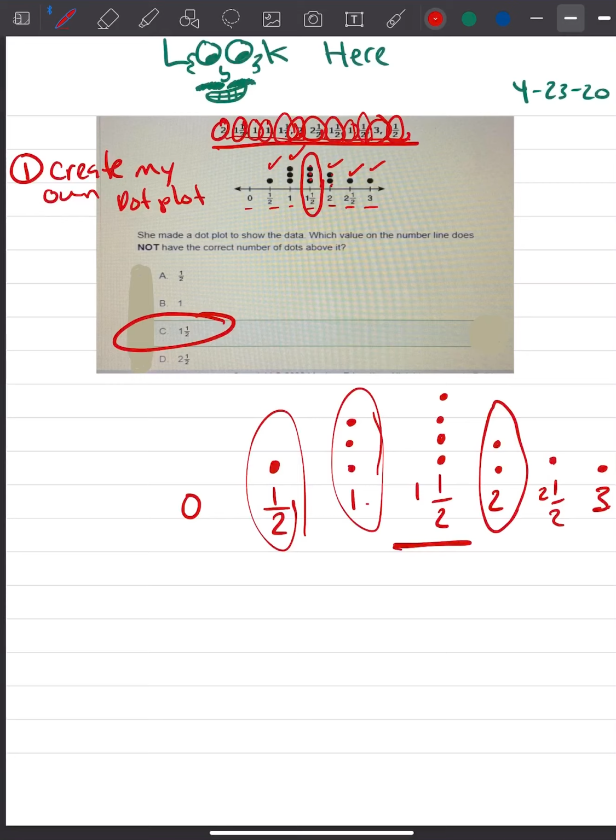Okay, so what we did here, guys, we created our own dot plot. Okay, that was step 1. And then step 2, we checked. We checked every single number and made sure that it matched our dot plot, because that's what the question was asking for. A lot of the times with these types of questions, guys, it's going to ask you different things. It might be asking you for what's wrong, might be asking you for what's right or what's missing. So you really have to wait and see what the question wants you to do.